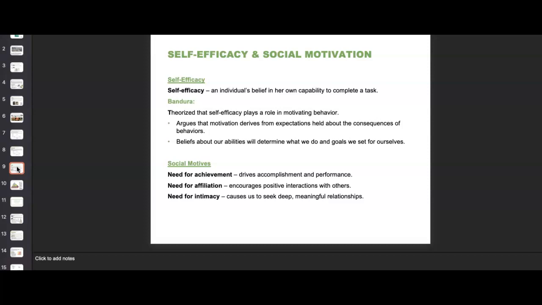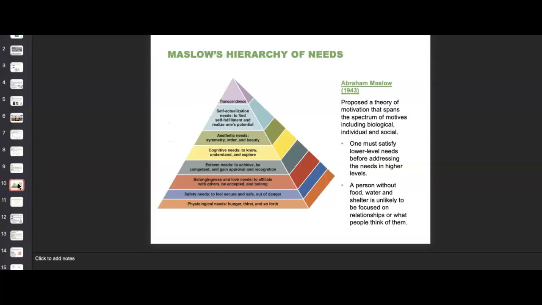He also looked at social motives. This included the need for achievement, which drives accomplishment and performance. Our need for affiliation encourages positive interactions with others, and our need for intimacy causes us to seek deep, meaningful relationships. Which leads us to Maslow's hierarchy of needs as a way to motivate our behavior. This is going to be relevant when it comes to question 2.